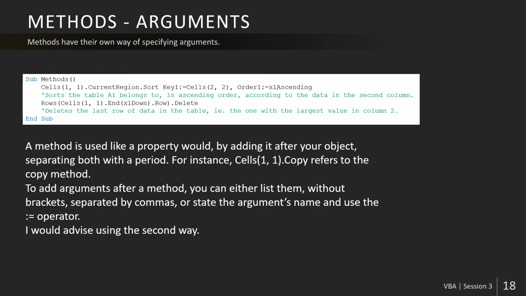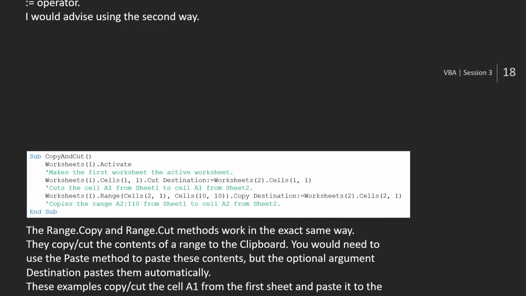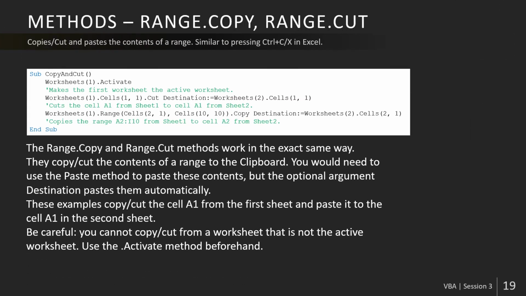You use .delete on a row, a column, a worksheet, on a workbook by stating its index number or name. Otherwise, you are attempting to delete the entire collection. The range.cut and range.copy methods work very similarly. They cut or copy the contents of a range to the clipboard.